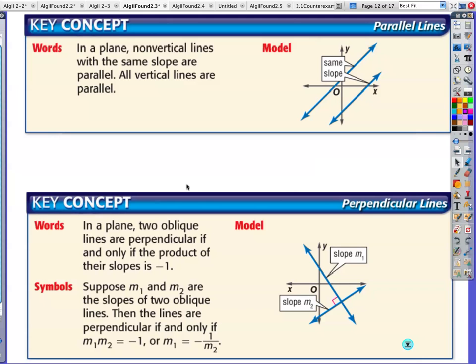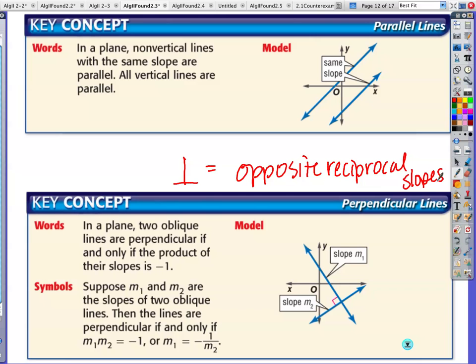If lines are perpendicular, they have opposite reciprocal slopes. And here, if they're parallel, that's the symbol for parallel. It's not a very good symbol. Slopes are equal.